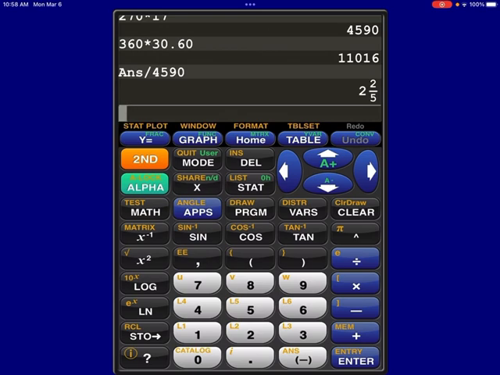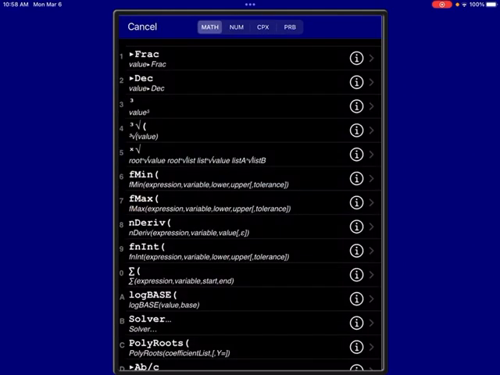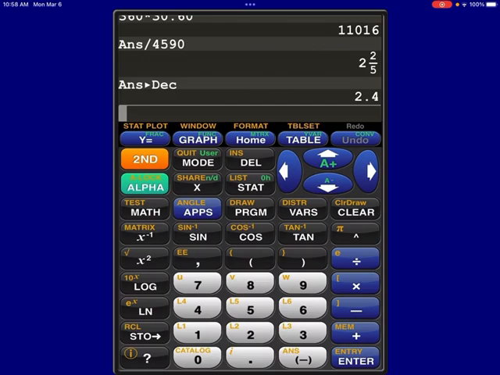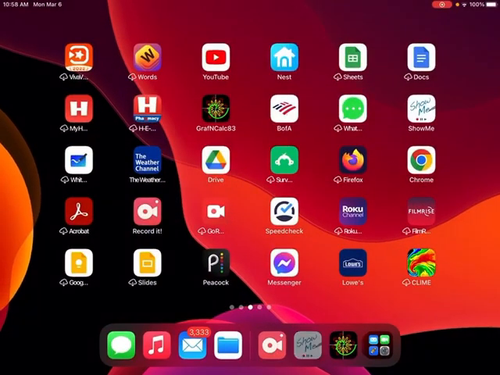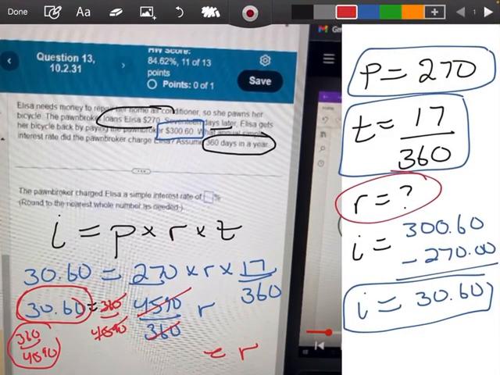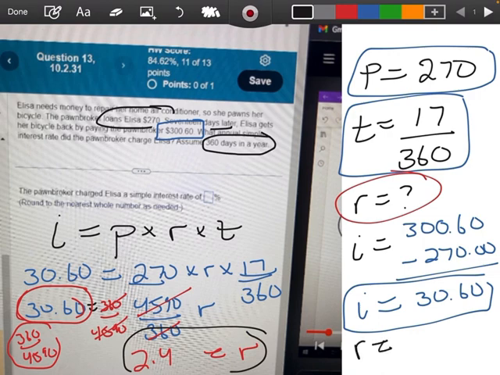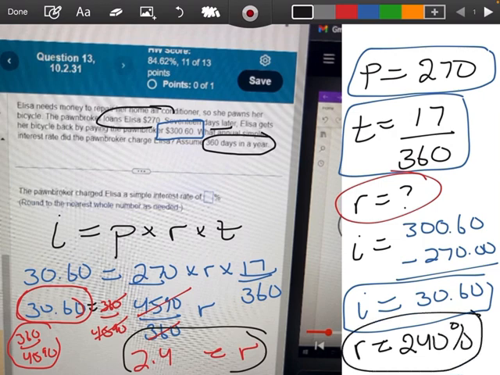So just to give you a heads up, if you're using a calculator like this, right here on this first column where it says second alpha, there's a button that says math. If I press that and I do the second one, it's going to convert it to a decimal for me. So 2.4, okay? So my R is giving me a 2.4, but remember, y'all, I need to convert this to a percent. So it's going to be R equals 240%, right? So right here, y'all, I would write 240, okay?